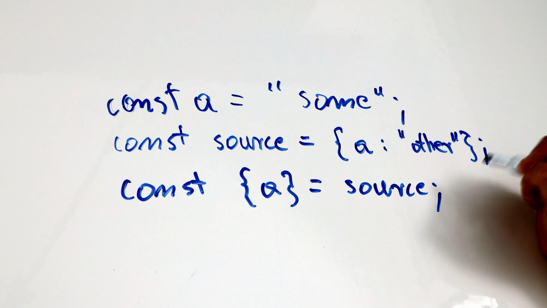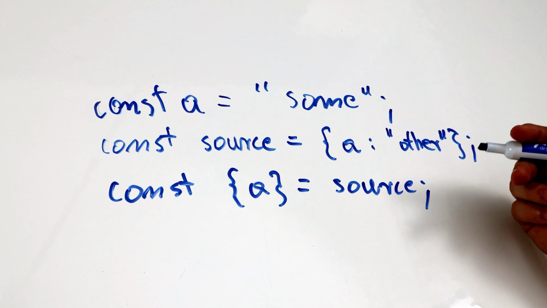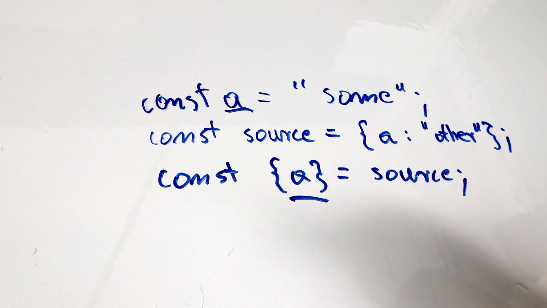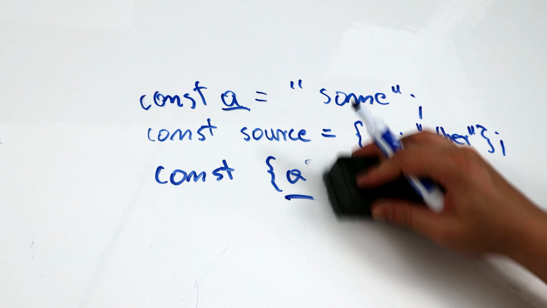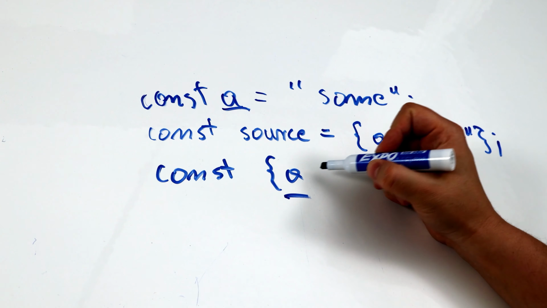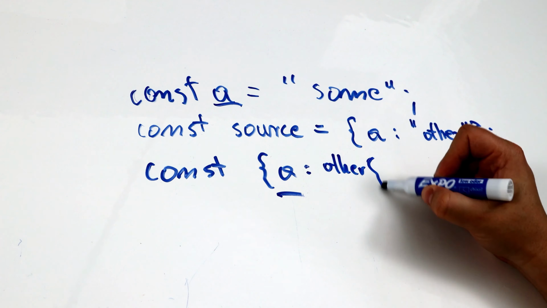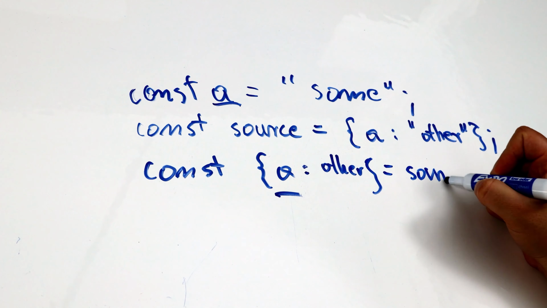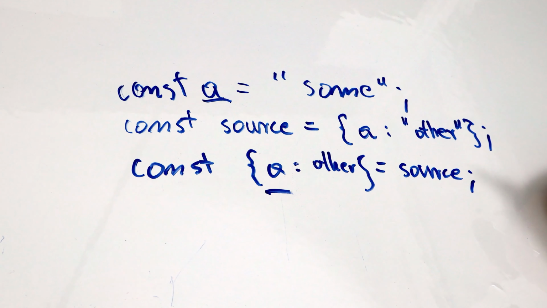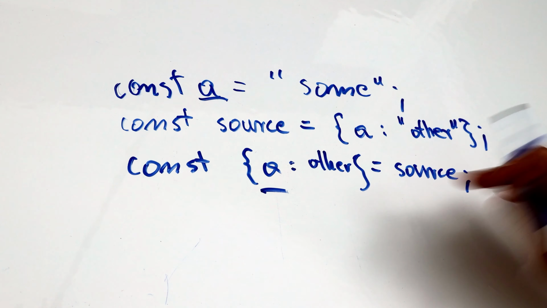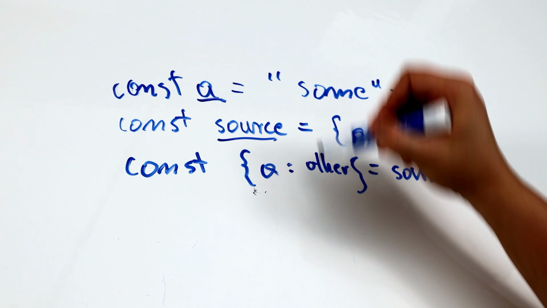However, this code would result in an error as the constant a is already defined. In this case, you can use a colon after the property name when destructuring the object to change the name of the declared variable. So to illustrate, it is a, let's call it other, that equals source. And at this point, we have three variables defined in the scope. It's a, it's source, and it's other.